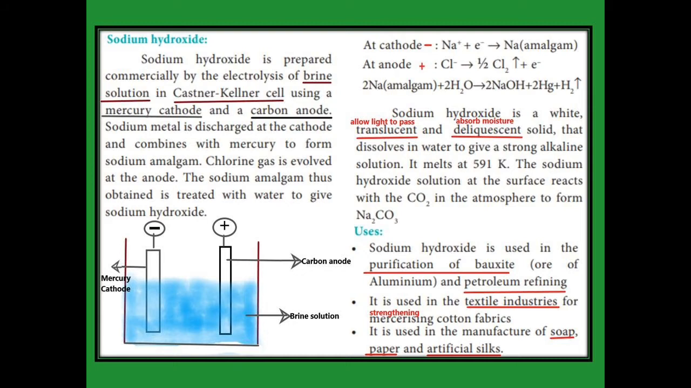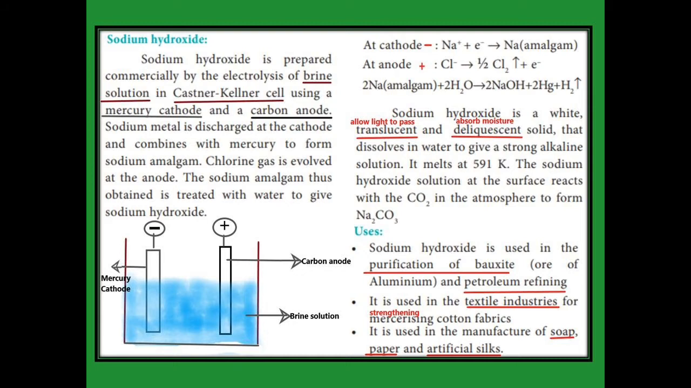In that Castner-Kellner cell, mercury is used as the cathode, carbon acts as the anode, and sodium metal is discharged at the cathode and combines with mercury to form sodium amalgam. The cathode is negative, and negative always attracts the positive charge. So the sodium ion, which is positive, gets one electron from the cathode and then mixes with the mercury of the cathode, because the cathode is mercury only. The sodium combines with the mercury to form sodium amalgam.